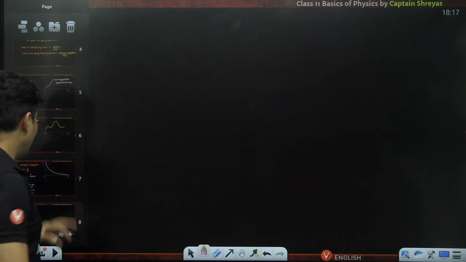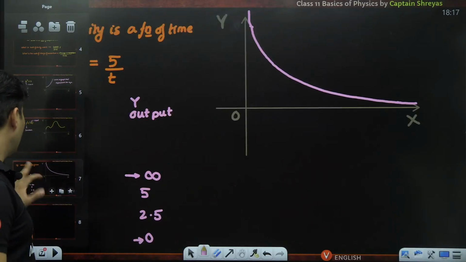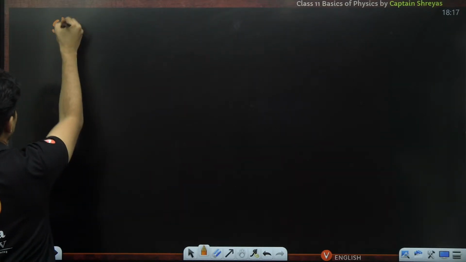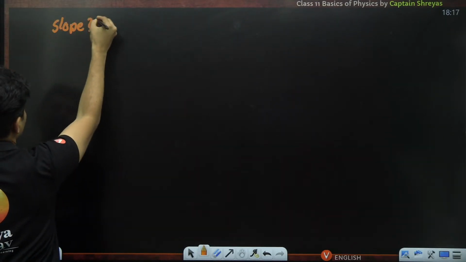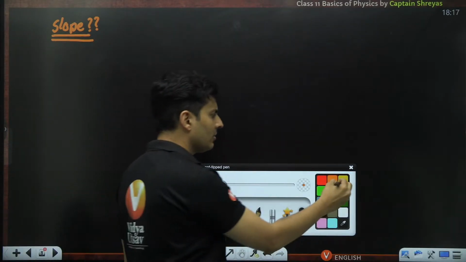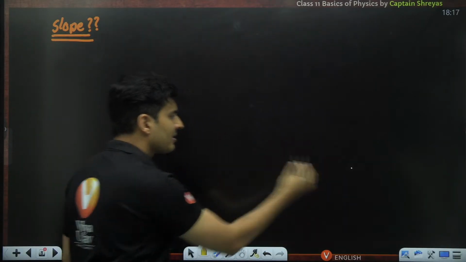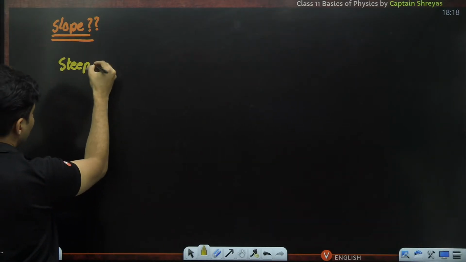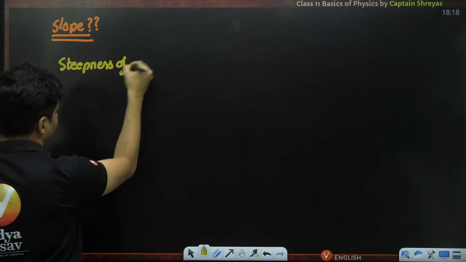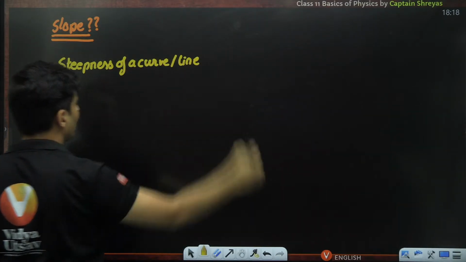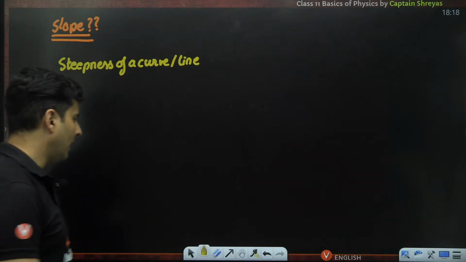Now that you understand what the graphical way and the analytical way are, let's talk about the concept of slope. What is the meaning of the word slope? That is very useful in determining something called the rate. Slope is basically the steepness of a curve or a line.